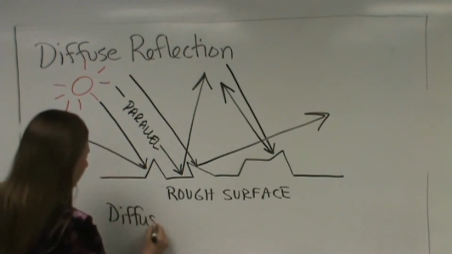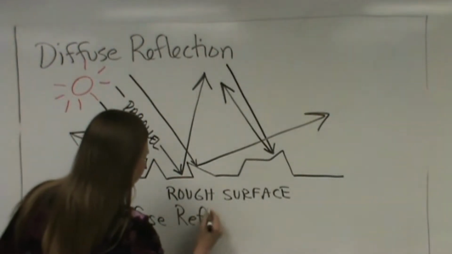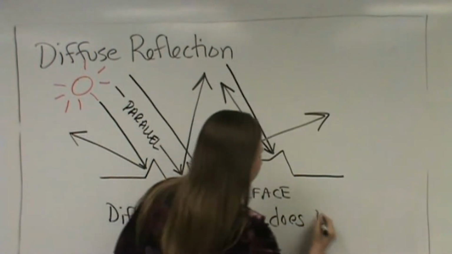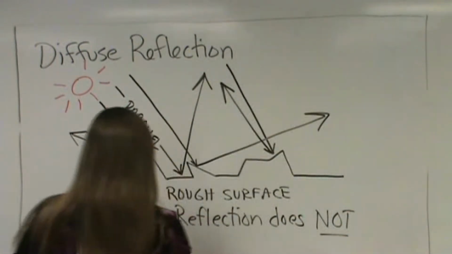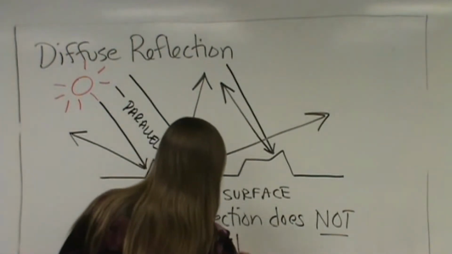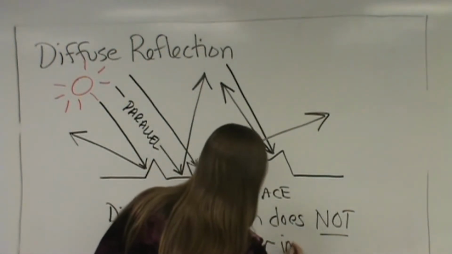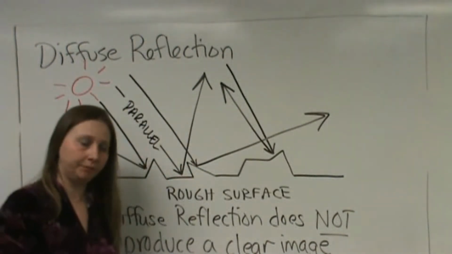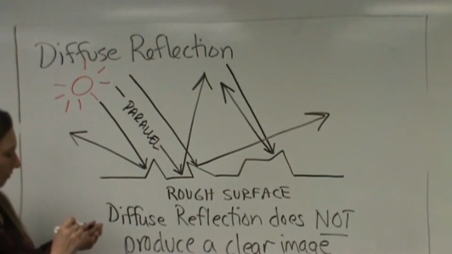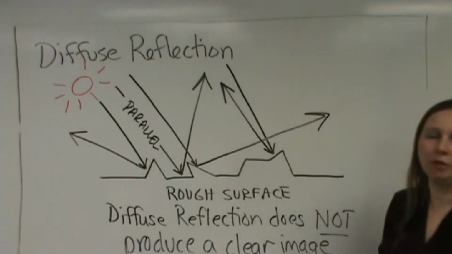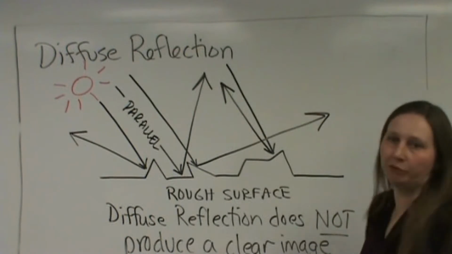Diffuse reflection does not produce a clear image. The image will be fuzzy. Okay? So we've looked at these two basic types of reflection.